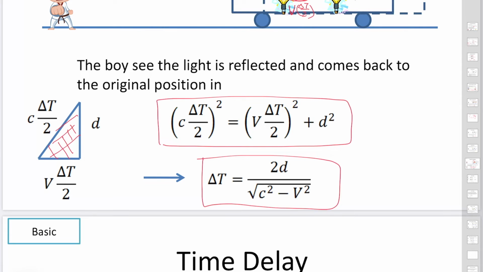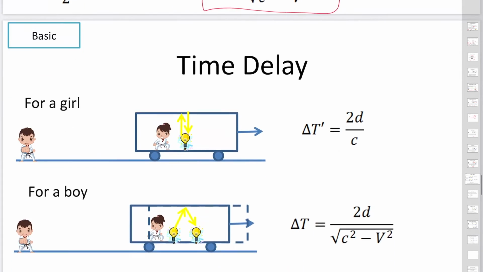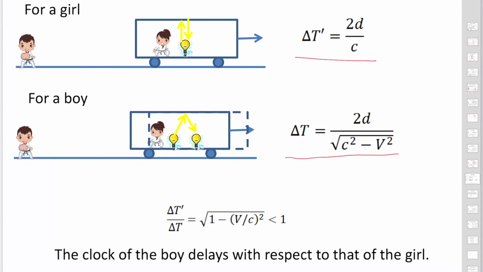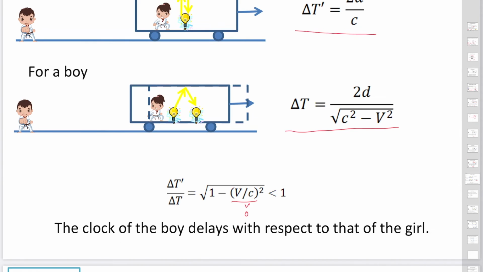It's very different from delta t prime. At least the form of the equation is very different from the equation for the proper time. So for the girl, the time for the light to return to the source is delta t prime, 2d over c. For the boy, the same event takes delta t, 2d over the square root of c squared minus v squared. If you take the ratio of delta t prime over delta t, it equals the square root of 1 minus v over c squared.